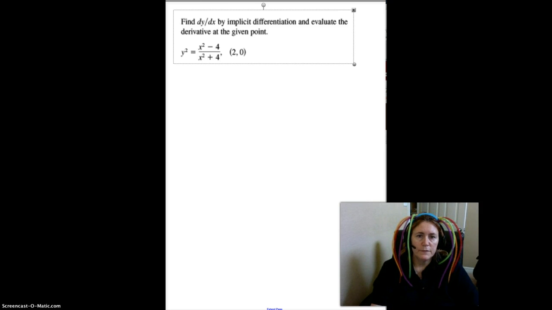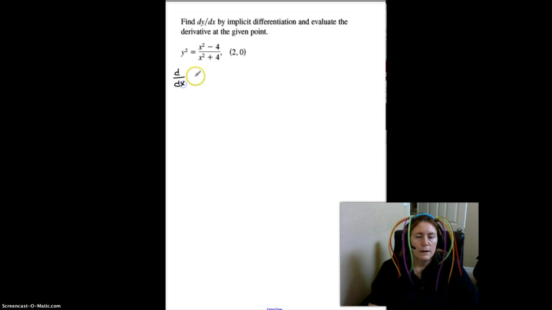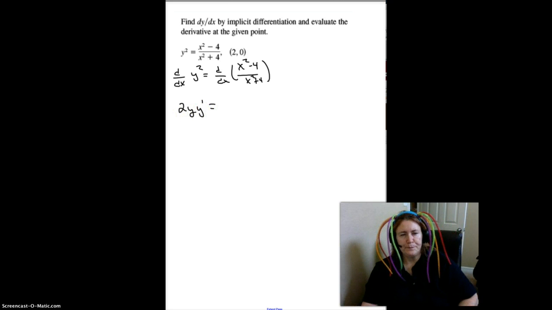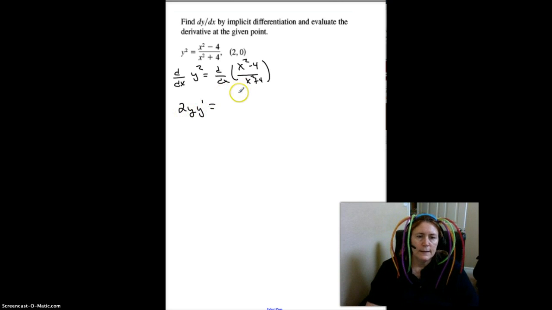Another reason we use implicit differentiation is to find the derivatives at points. So let me use implicit differentiation here. I'm going to do d/dx of y squared is d/dx of (x squared minus 4) divided by (x squared plus 4). Oh, this is ugly. So this is 2y y prime is equal to, oh, let's see. I've got to tell you the truth, I prefer to use the power rule.